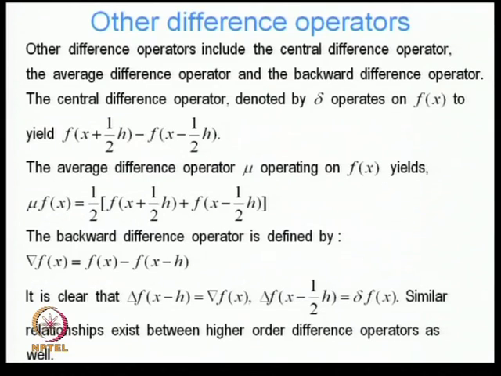For instance, it is clear that delta f of x minus h is equal to the forward difference operator operating on f at x minus h, which is equal to the backward difference operator operating on f of x. Similar relationships can be obtained not only for the first order difference operators, but also for higher order difference operators.